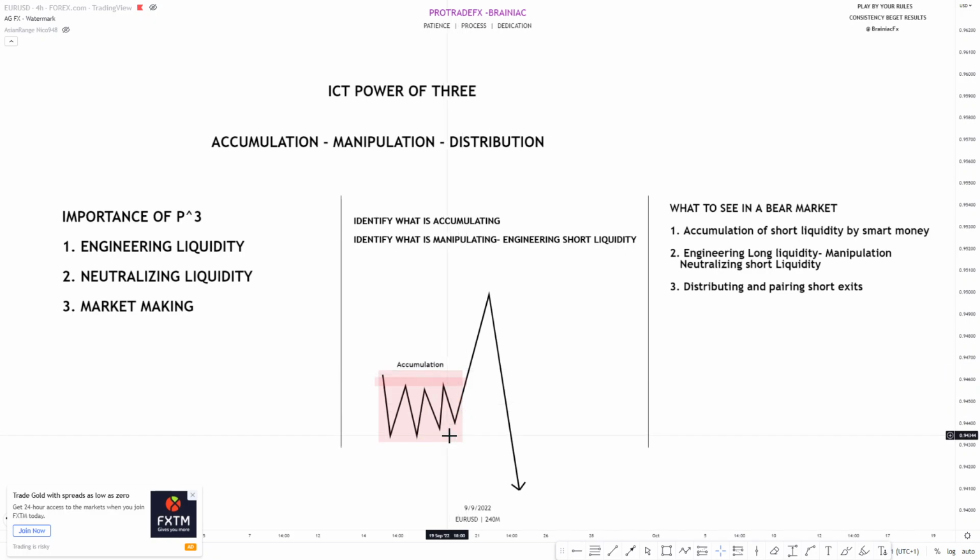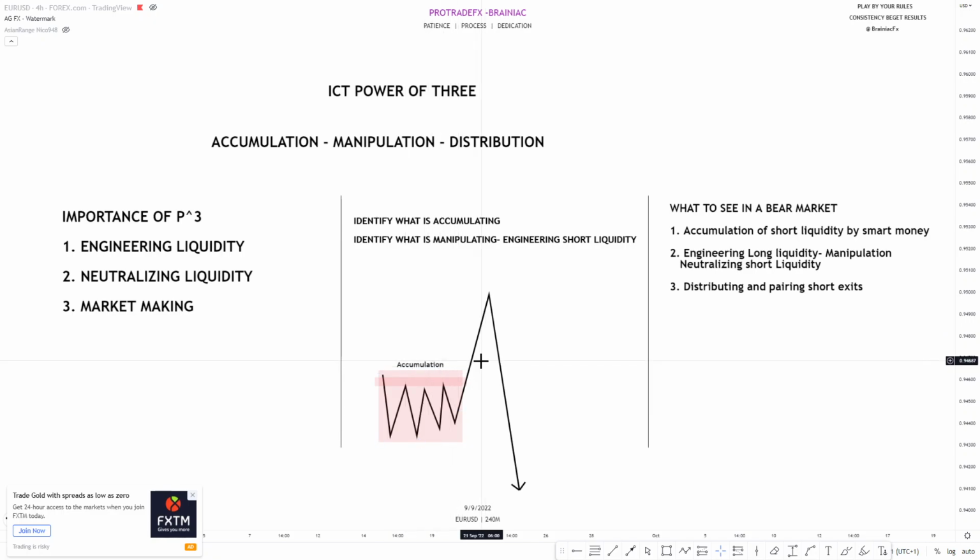So what they do is they manipulate price to the upside. They create long positions to manipulate retail. They trigger their buy stops in the market. So when buy stops have been triggered in the market, what happens?